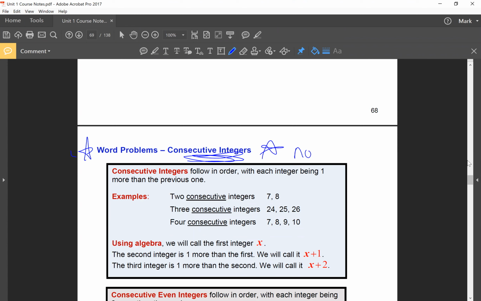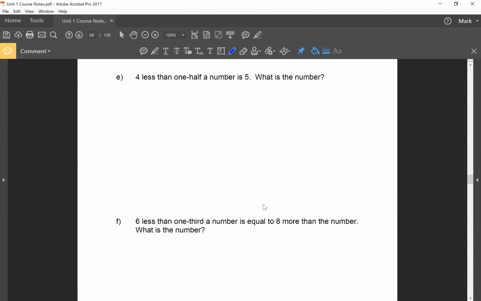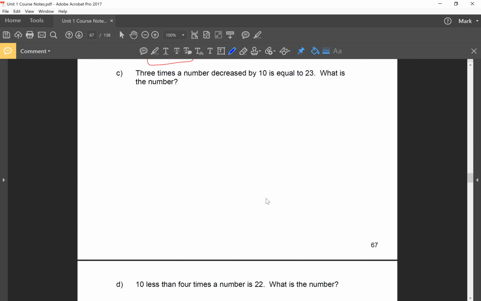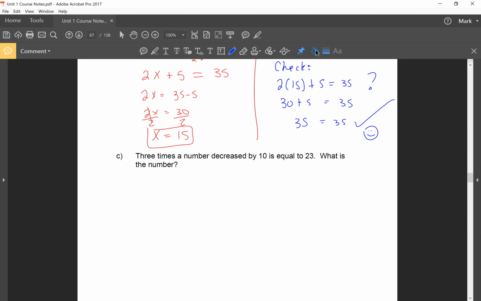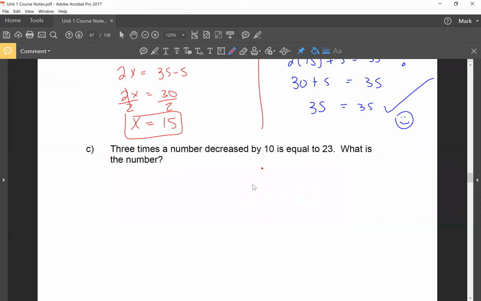Okay, this is not on your assignment today. But we're going to take some time. I'm going to slow down on page 69 because it is challenging. But let's look at C, and then I'm going to ask you guys to practice. Okay, 3 times a number decreased by 10. This means minus 10. So 3 times a number minus 10 is equal to 23. What is the number? Okay, that was the hard part.